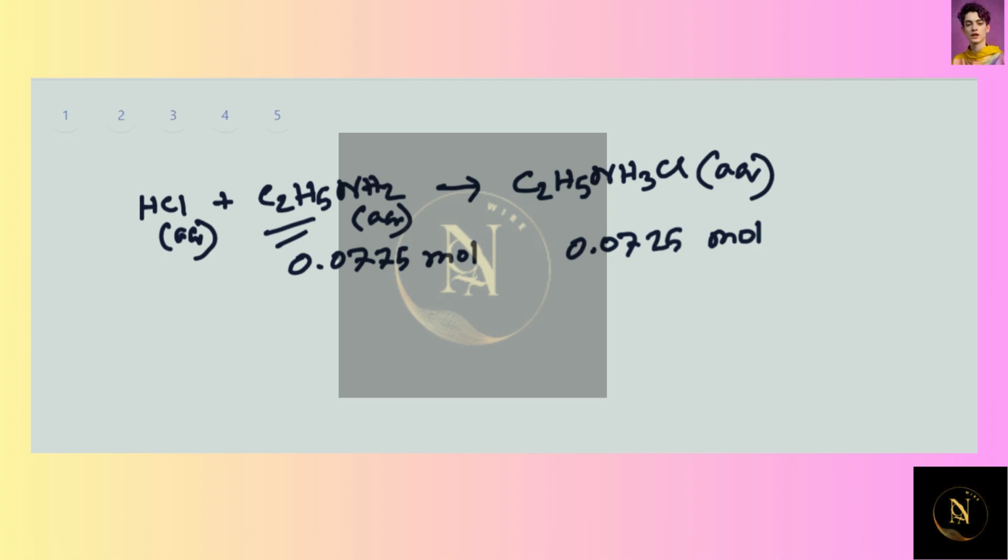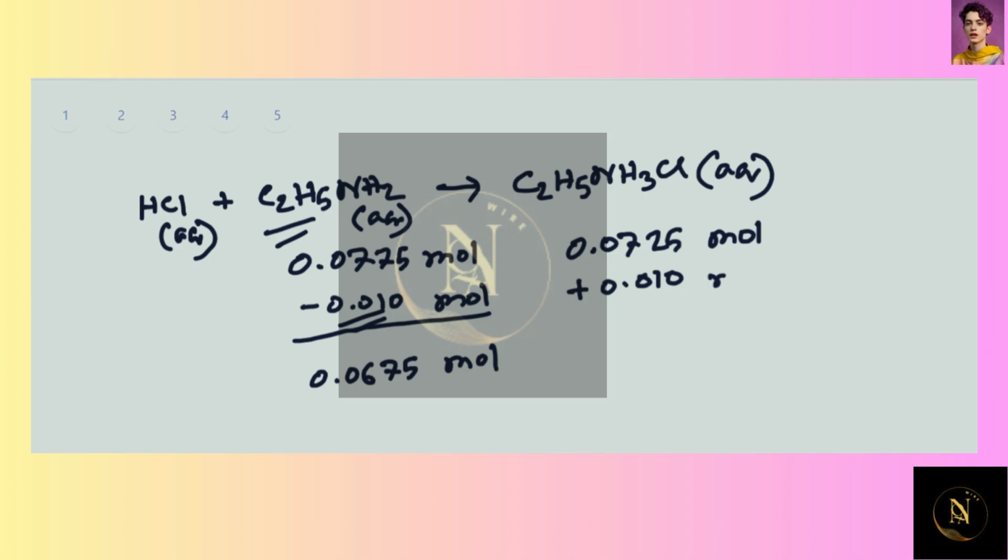Now we are adding 0.010 mole HCl, which will react with 0.010 mole of the base, and ultimately it will decrease these moles from the base, and the resulting base mole will be 0.0675 mole, and we are actually adding 0.010 mole to our acid amount, and the resultant amount of the acid will be 0.0825 mole. Now we have new moles for base and acid.